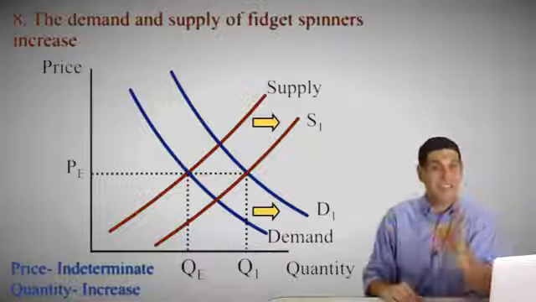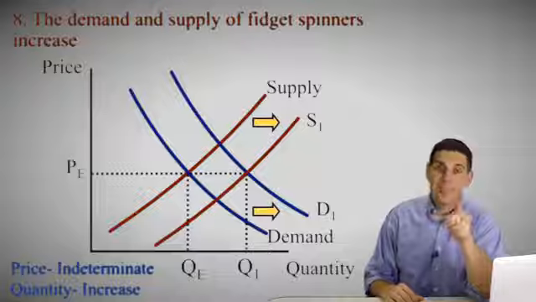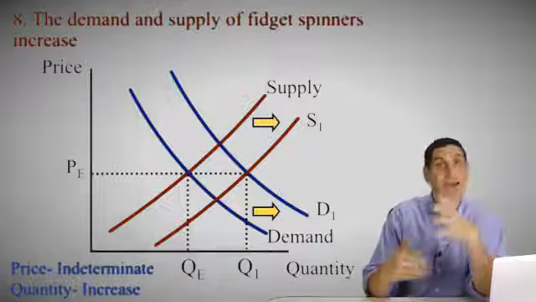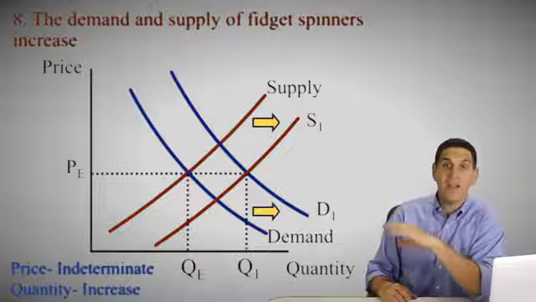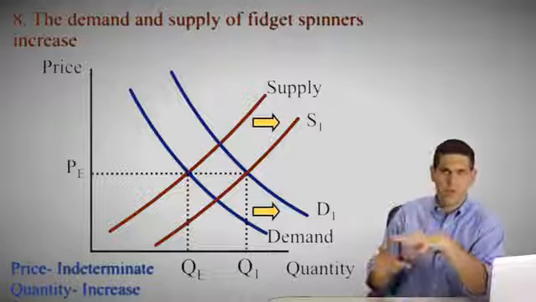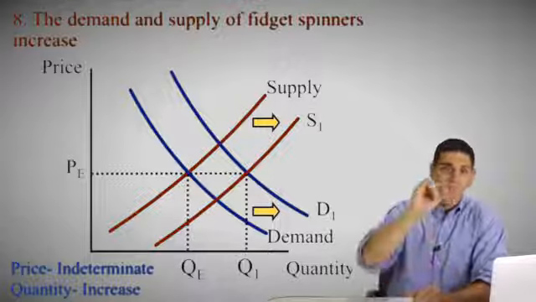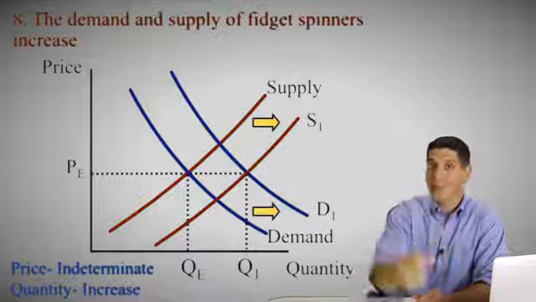Now, it looks like the price is the same, but it's not. The price is indeterminate. Indeterminate means you can't tell. It might go up, it might go down, it depends, or it's ambiguous. The quantity, no matter what, is going to go up. So it doesn't matter how you drew this, quantity goes up. So the answer to the question when there's a double shift is always that either price or quantity, something is going to be indeterminate.